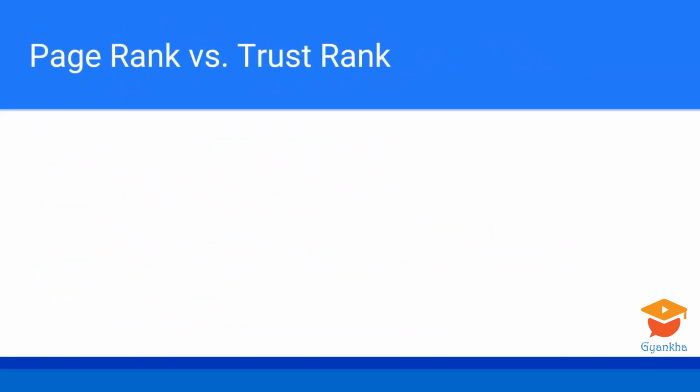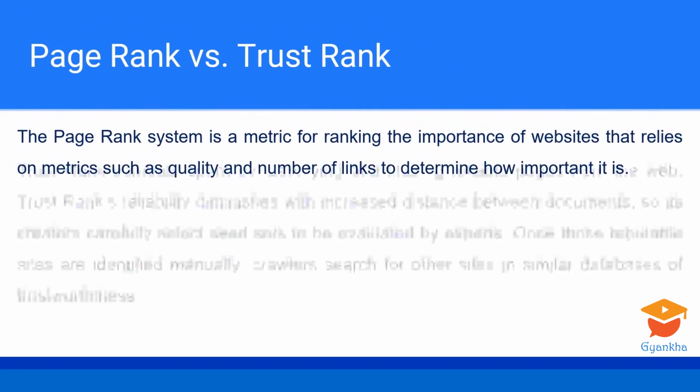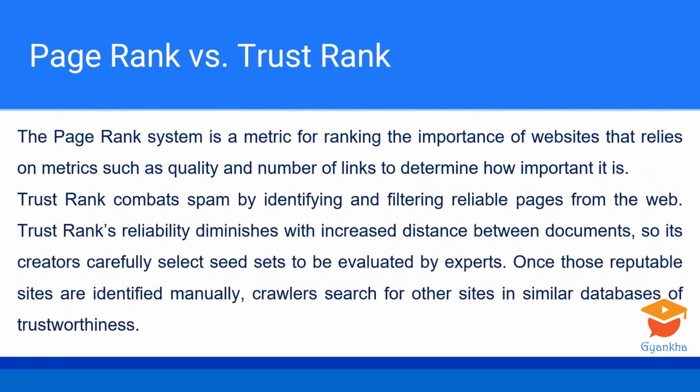PageRank versus TrustRank. The PageRank system is a metric for ranking the importance of websites that relies on metrics such as quality and number of links to determine how important it is. TrustRank combats spam by identifying and filtering reliable pages from the web. TrustRank's reliability diminishes with increased distance between documents.